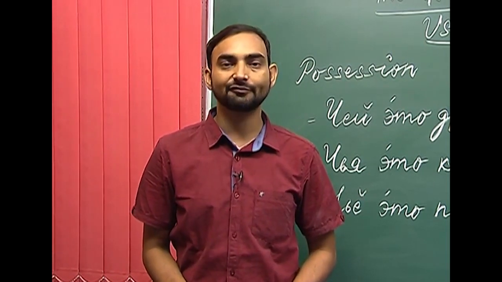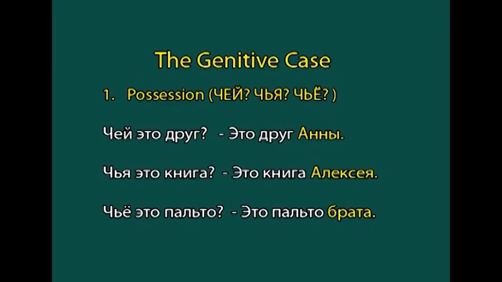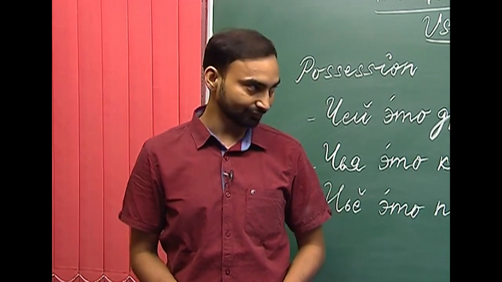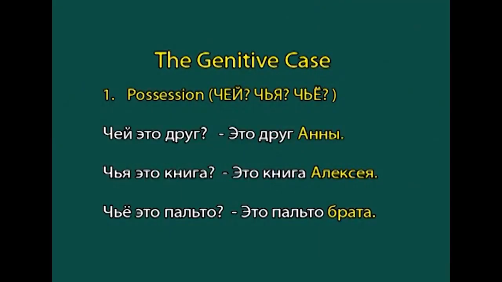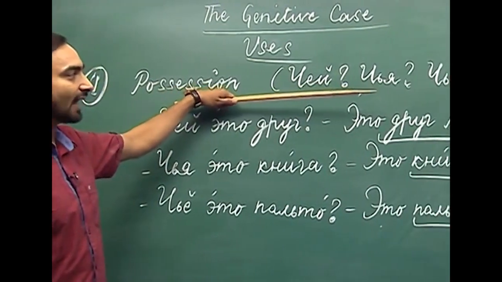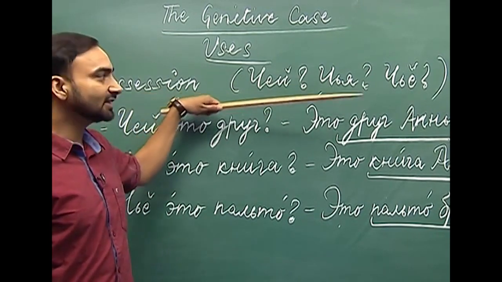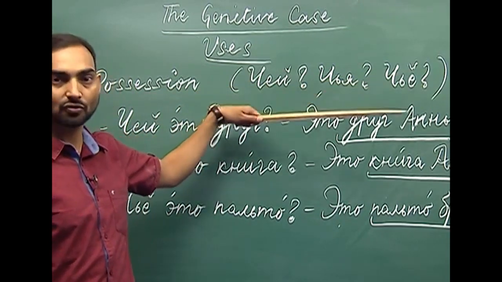So, now we will start the 5th case, which is genitive case. Genitive case is also referred to as possessive case, and as the name suggests, its main use is it denotes the possession of a noun. So we will now look at the uses of the genitive case, and the first, I have already told you, is to denote possession, and the questions that the nouns in the genitive case answer are чей, чья, чьё, which means whose.